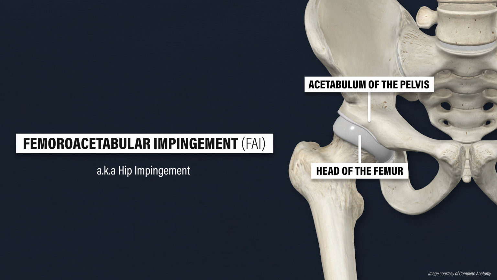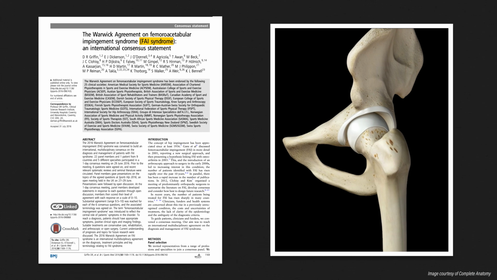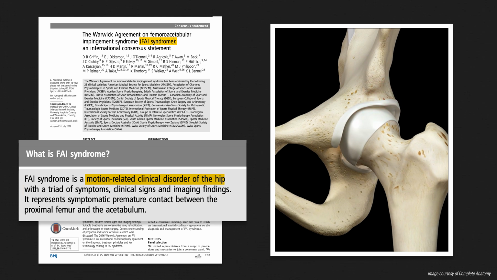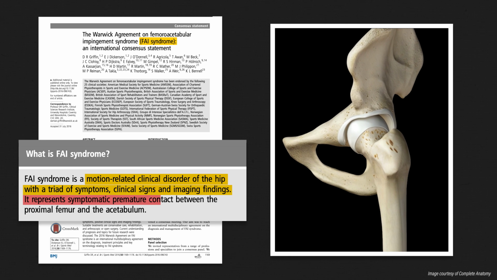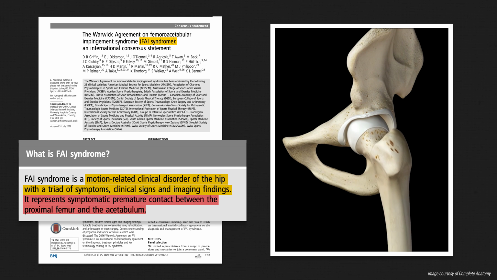Femoroacetabular refers to the hip joint, so you may also hear it called hip impingement. FAI was defined by Griffin et al. in 2016 as a motion-related clinical disorder of the hip with a triad of symptoms, clinical signs, and imaging findings. It represents symptomatic premature contact between the proximal femur and the acetabulum.